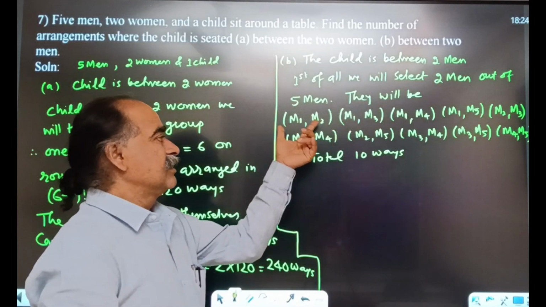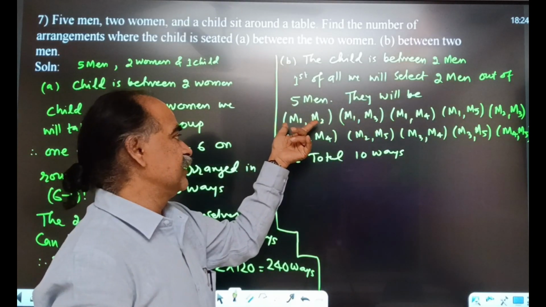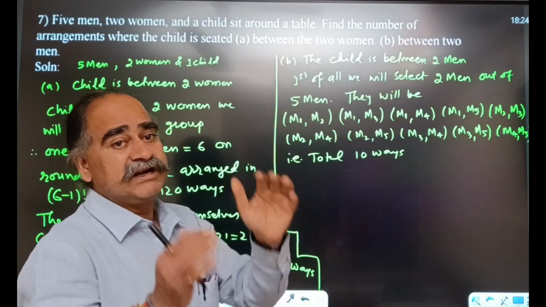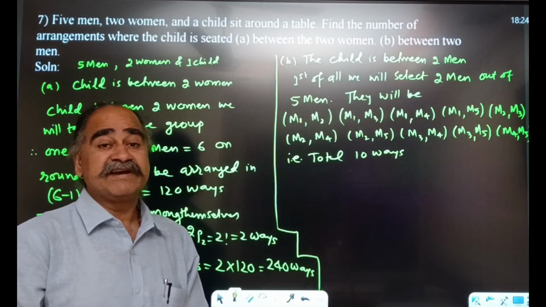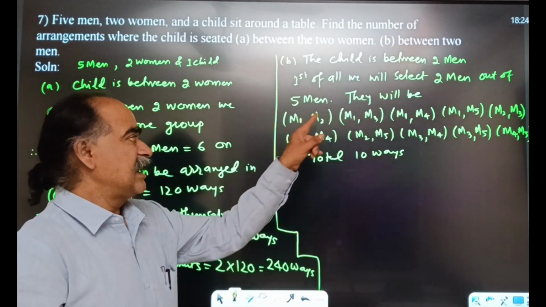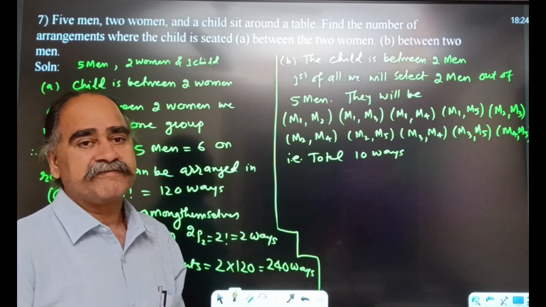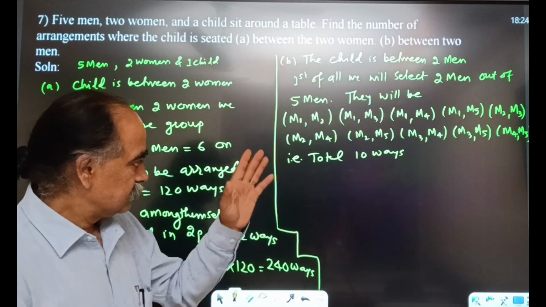If out of these 10 ways we take any one, M1, M2 say, the child should be between them. We'll take them as one group just like this. We can arrange in 240 ways. And like this, there are 10 selections of 2 men. So 10 times 240 will give you what? 2400 total arrangements will be there. So let me write.